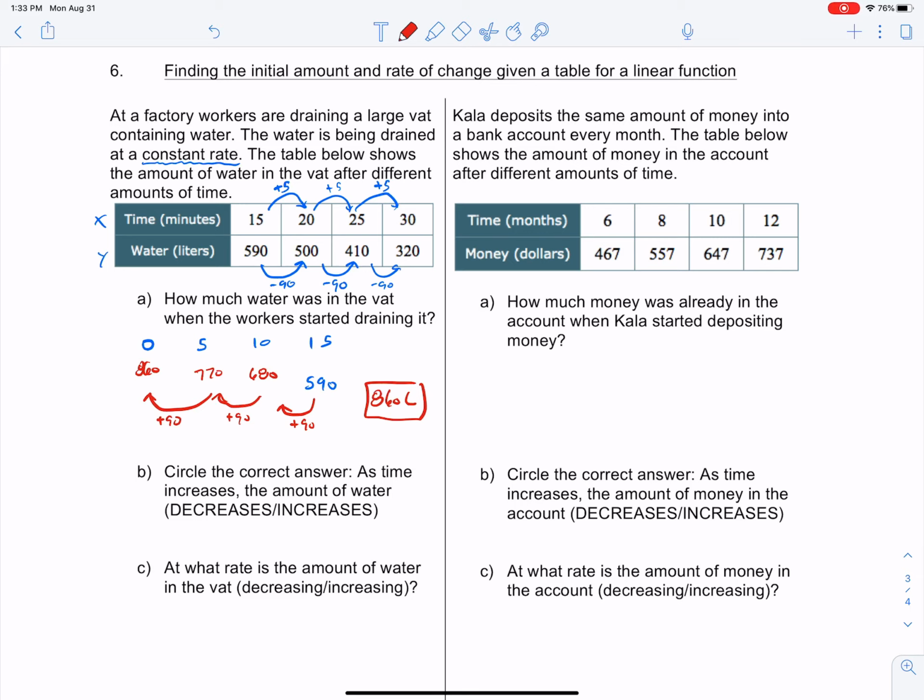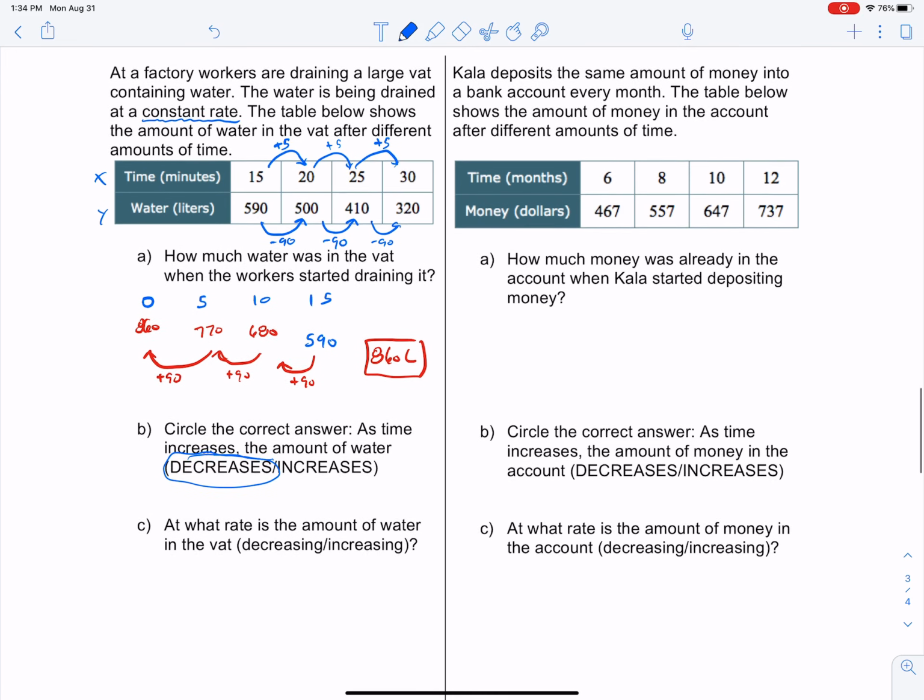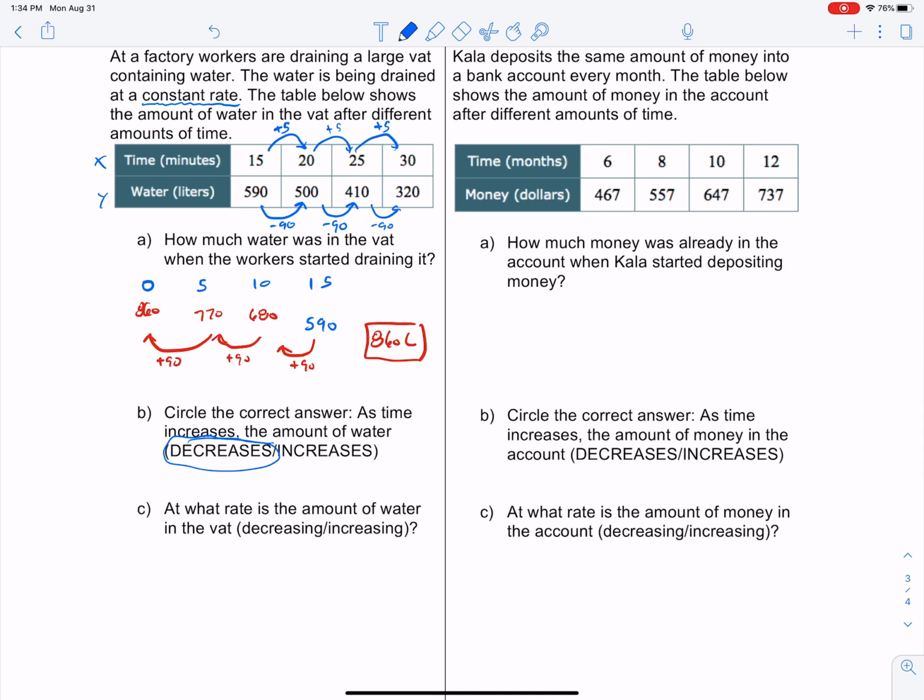Now, in real life, that's not always going to be the case, but for this specific example, because it was constant, we were able to work backwards. Now, the question that was proposed is circle the correct answer. As time increases, the amount of water should obviously be decreasing because we're draining the water. And the question is, at what rate is the amount of water in the vat changing? So we're trying to figure out the rate here.